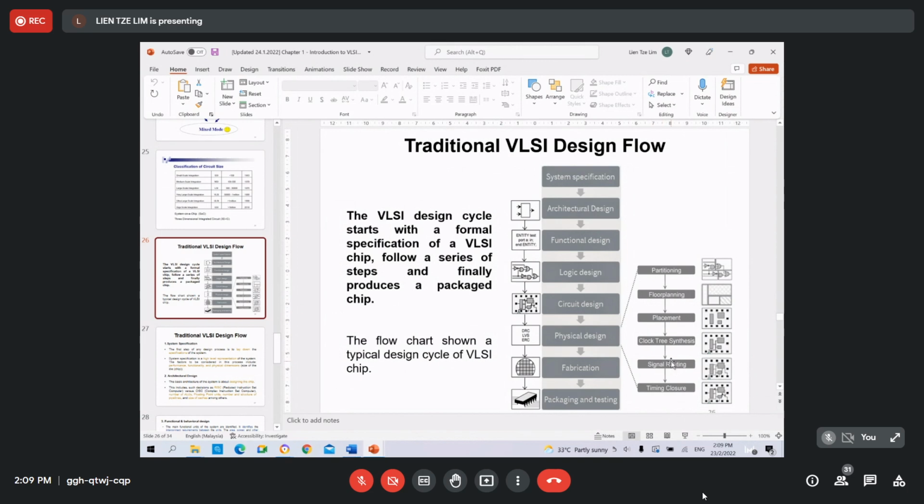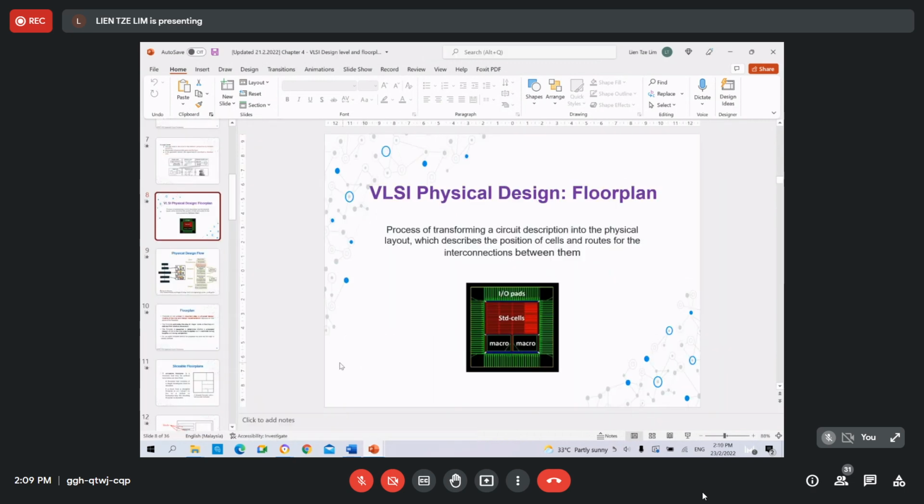Other than that, the timing closure is also part of the process under physical design, but this one I also will not cover. Timing closure will also not be covered. This is just for you to take note: what are the processes under physical design, and why floor plan is under physical design. So now I go back to floor plan.